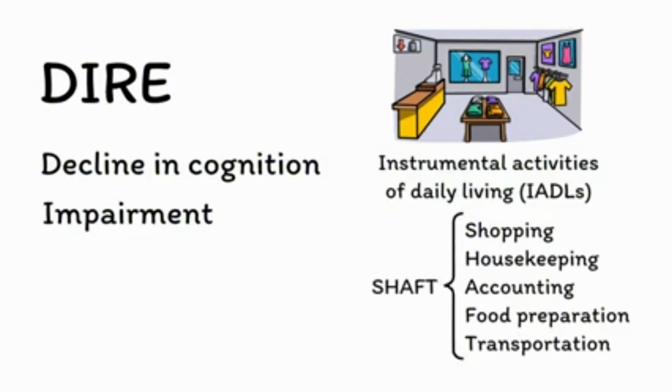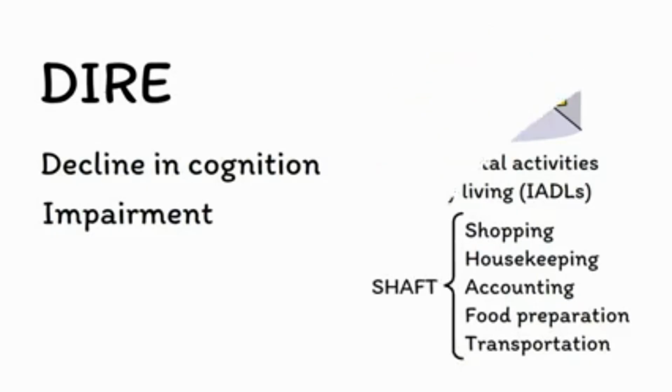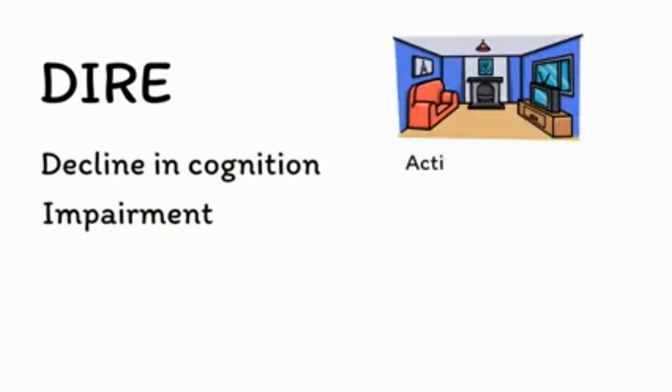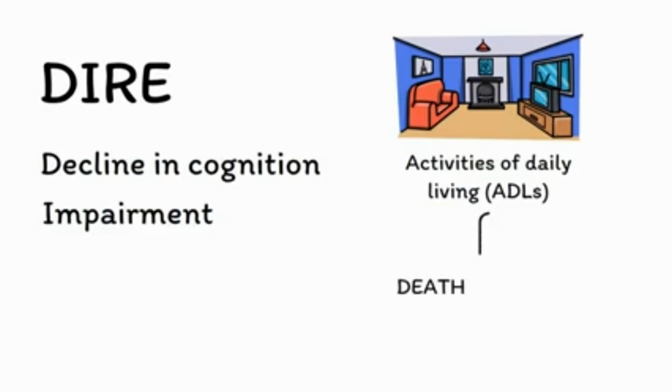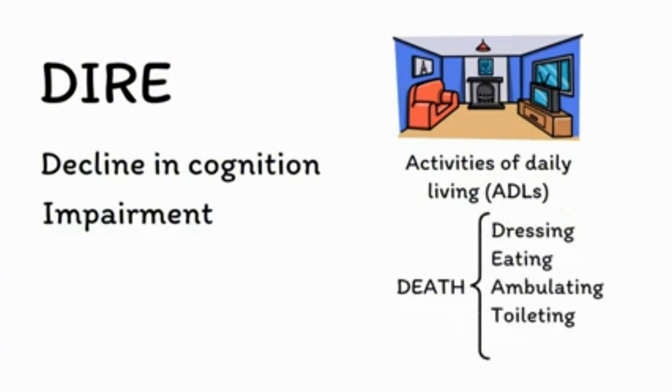As dementia progresses, impairment is seen in even more fundamental areas known as activities of daily living, or ADLs, which are basic self-care tasks that a person must do in order to survive. These can be remembered using the acronym DEATH, which stands for dressing, eating, ambulating, toileting, and hygiene. Use the DEATH, SHAFT mnemonic to memorize the ADLs and IADLs, as these will give you a structured way of assessing functional impairment in clinical settings.